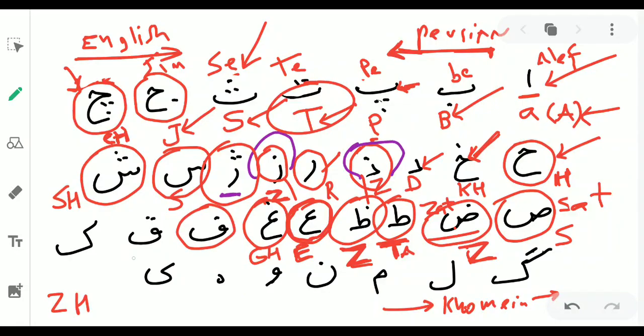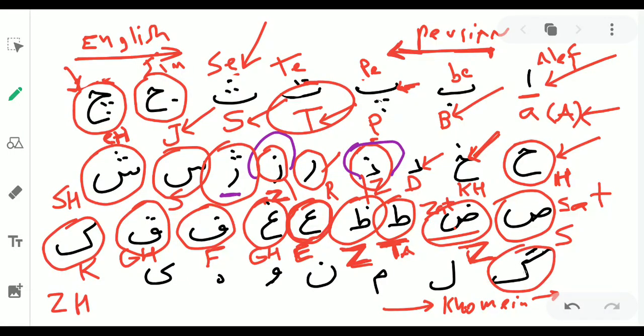Then we have Fe, which is F. We have Qaf, which is another GH. We have K here, Kaf. Here, K is K in English, and then G, which is G in English. This one is Lam, L in English. This one is Mim, or M in English. This one is Nun, or N in English.